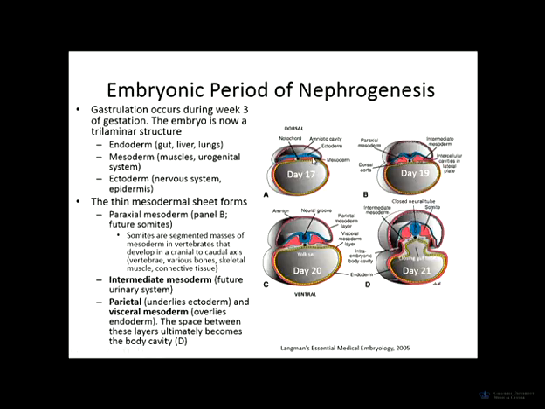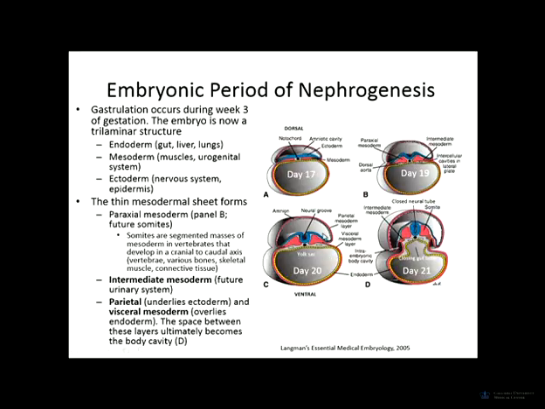So there's this thin sheet here. It's called a mesodermal sheet. And here you can see it's expanding, and it's forming over here this paraxial, meaning next to the spinal cord, mesoderm. And these are future somites. These are segmented masses or protrusions of mesoderm that develop in a cranial to caudal axis. And they will mainly form the vertebrae, bones, skeletal muscle, and connective tissue.